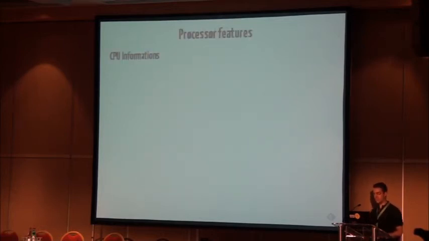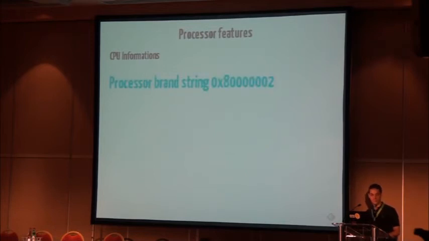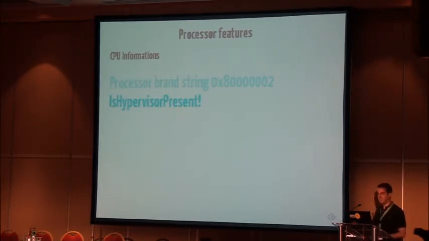We'll also see processor features such as the processor brand string with CPUID leaf 0x80000002. And even better, CPUID contains the hypervisor present bit, CPUID leaf 1, ECX, one of the bits. We'll see also if it's working.